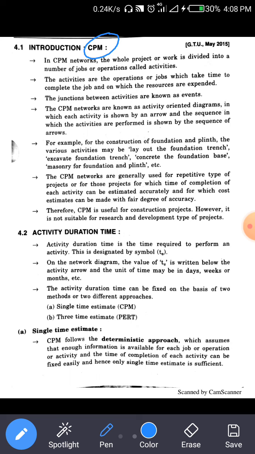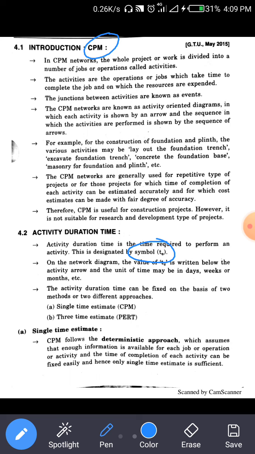Now, for each and every activity a different time is required to complete any job or work. This is the activity duration time, denoted by TE. Here T is the symbol of the activity time duration and E shows the event. Activity duration time can be fixed on the basis of two different approaches: a single time estimate and a three time estimate.